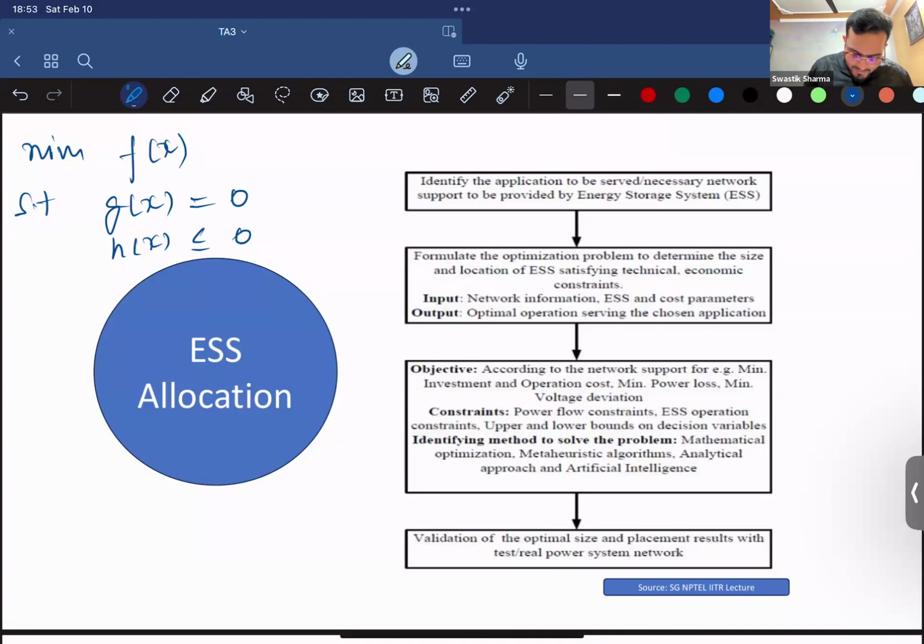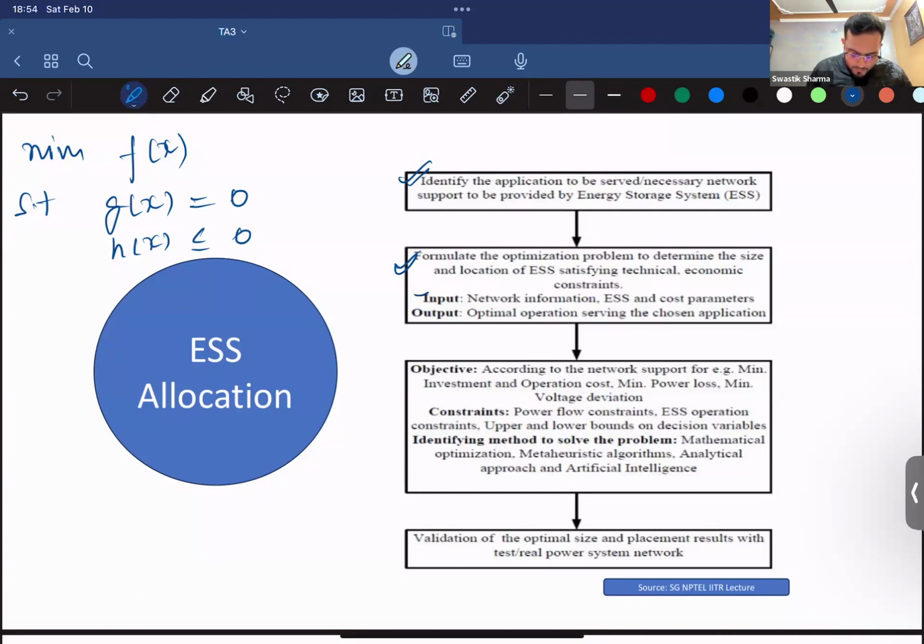So first you need to identify the application of it. Until and unless you know what the application of the ESS is going to be, you won't be able to come up with how much storage you will require, right? Then you would have to formulate it as an optimization problem to determine the size and location of ESS, satisfying the technical and economical constraints.